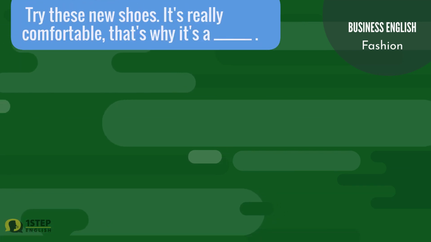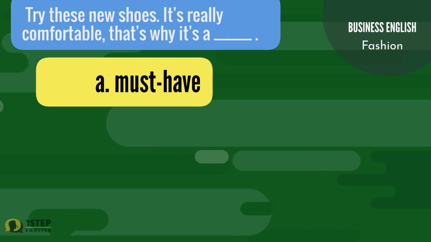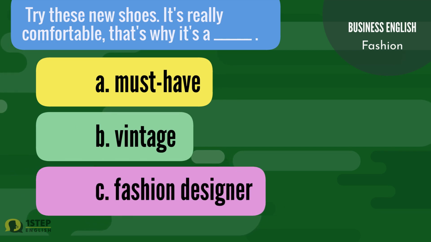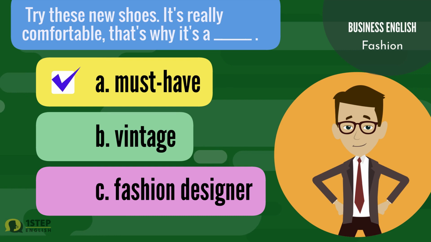Try these new shoes. It's really comfortable, that's why it's a blank. Letter A. Must have. Letter B. Vintage. Letter C. Fashion designer. The correct answer is letter A. Must have. Try these new shoes. It's really comfortable, that's why it's a must have.